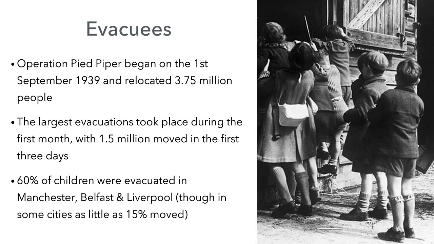If you're searching for someone that you believe should be in the register, don't forget that they might have been evacuated and maybe weren't at home when the register was taken. Operation Pied Piper began on the 1st of September 1939, and it relocated 3.75 million people. So it really is worth bearing that in mind when you're searching the register.